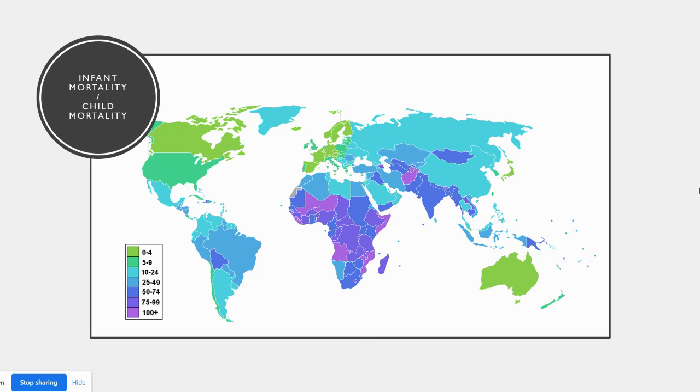So here's one for infant mortality. And once again this is per 1,000. You can see where it's lower, you can see where it's higher, you can see where it's really bad. Once again, you can probably put some correlations to those.